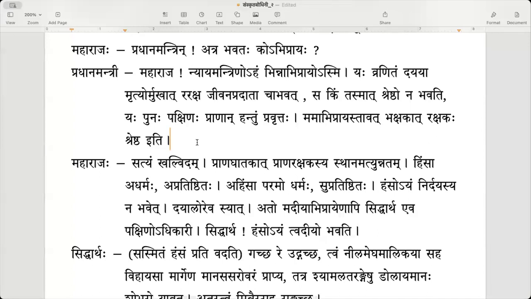Yaha vranitam dayaya mrityoho mukhat raraksha jivana pradata cha abhavat saha kim tasmat shreshtaha na bhavati. Yaha punaha pakshinaha prananantum pravrittaha. That person who protected the wounded one with mercy, from the jaws of death, and became one who bestowed life to it, will he not be superior to that one who again wants to kill the bird, and over the arrow?